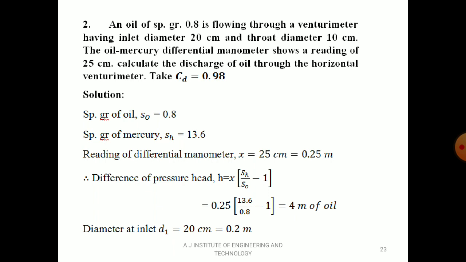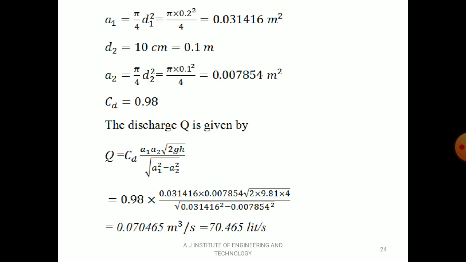Now the diameter at inlet, D1, is equal to 20 centimeter. Convert from centimeter to meter, 20 divided by 100, which is equal to 0.2 meter. Then cross-sectional area A1 equal to pi by 4 D1 square. Now D1 value is 0.2, so we can easily calculate A1. A1 equal to pi by 4 into 0.2 square. So the area of cross section at section 1, A1, is equal to 0.031416 meter square.